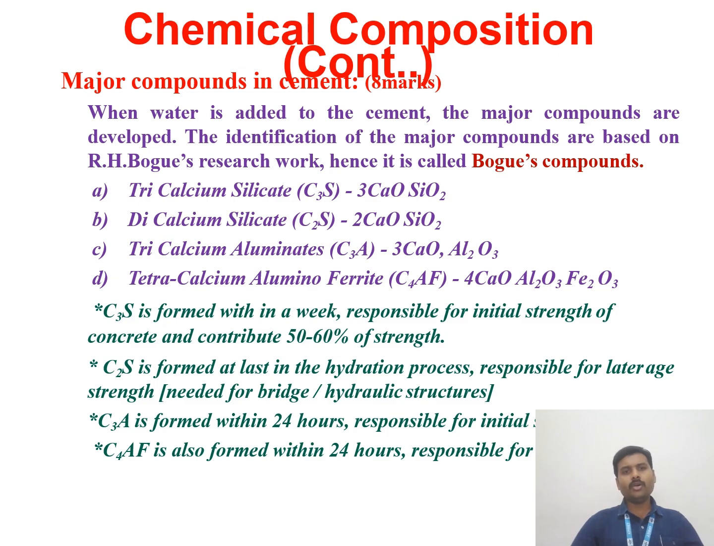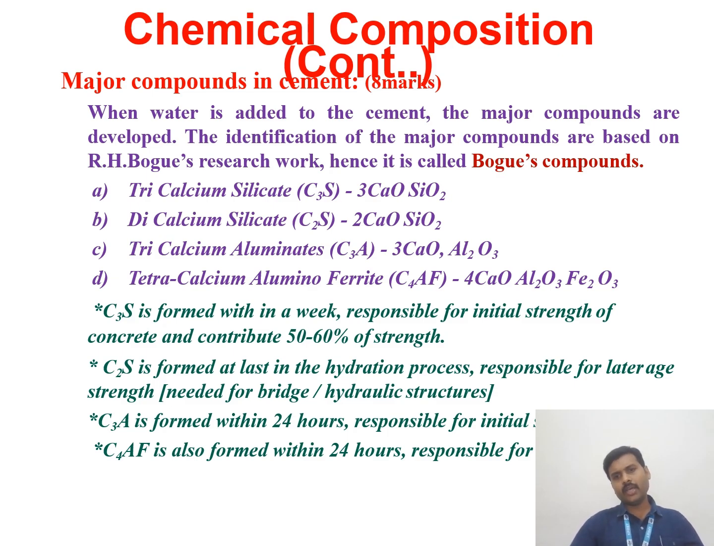The Bogue compounds formed during the hydration process of the cement are tricalcium silicate, dicalcium silicate, tricalcium aluminate, and tetracalcium aluminoferrate. I have mentioned the chemical formulas side by side with these compounds. C3S is formed within a week of the hydration process. C3S is responsible for the initial setting strength of the concrete, and it contributes around 50 to 60 percent of the strength.